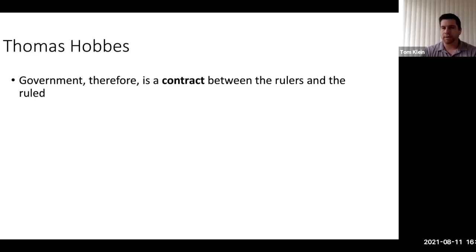Government, therefore, and this is very important, government is a contract between the rulers and the ruled. Okay, so government becomes more strategic here. We're opening up the door, Hobbes is opening up the door to say, okay, government itself is a two-sided contract. You have the people being ruled and the ruler.